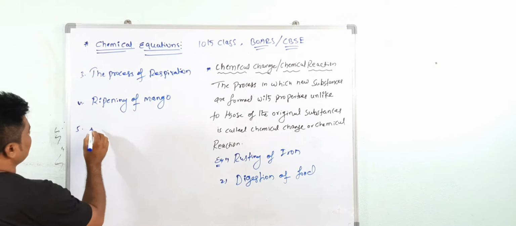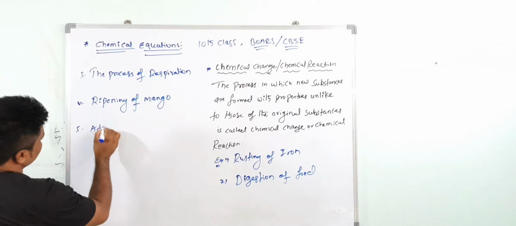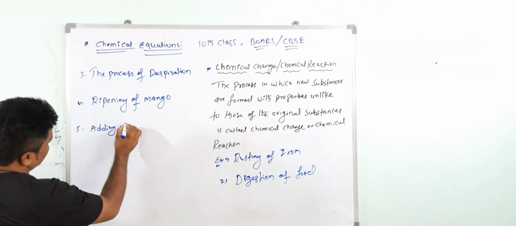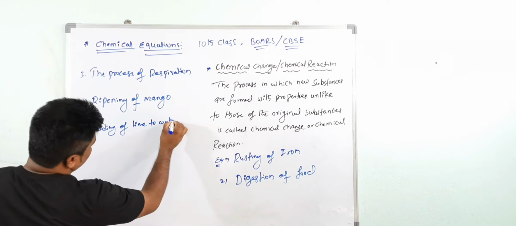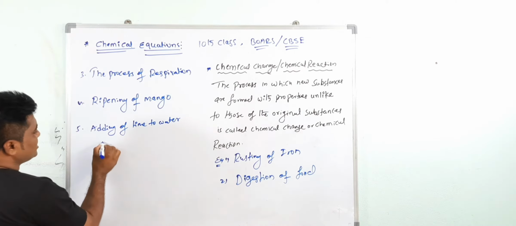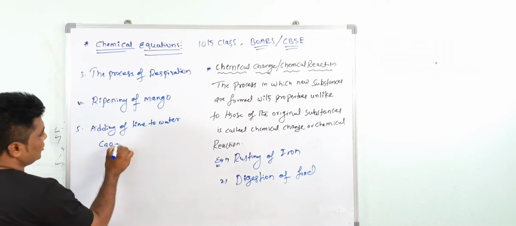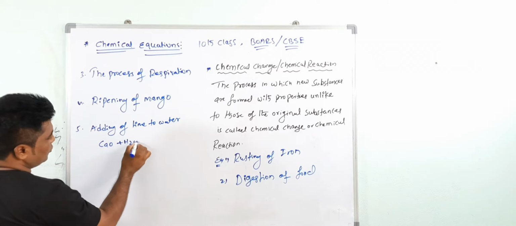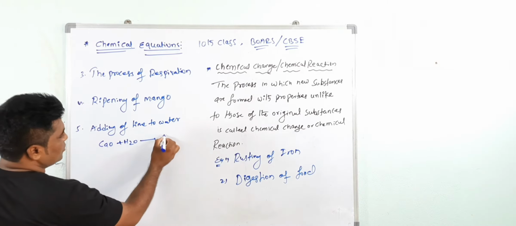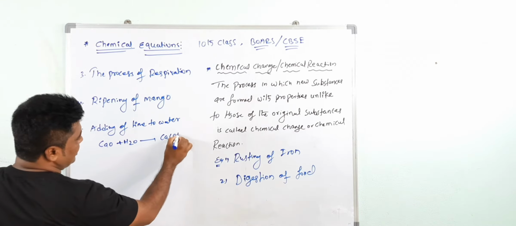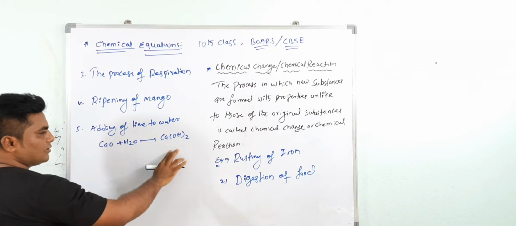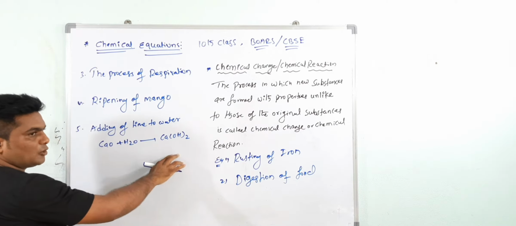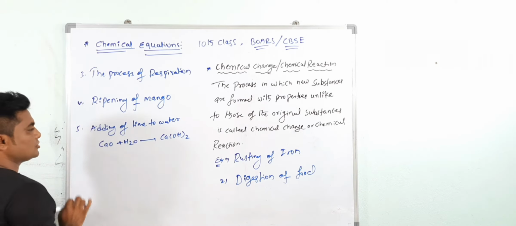See, the next is the adding of lime to water. What happened here? Lime means what? That is calcium oxide. When you add it to water, that calcium oxide, lime, is converted into calcium hydroxide. This is a permanent change. This calcium hydroxide has different chemical properties compared to the calcium oxide.